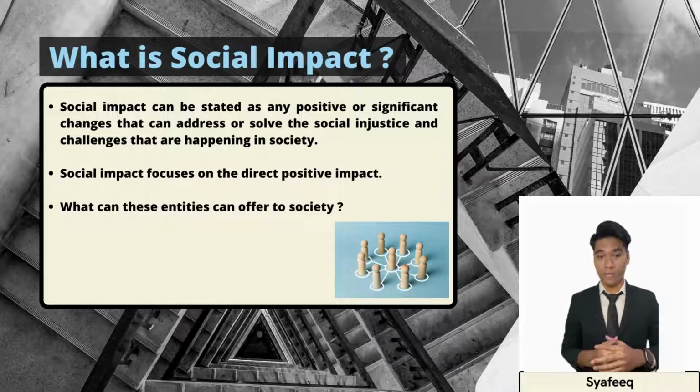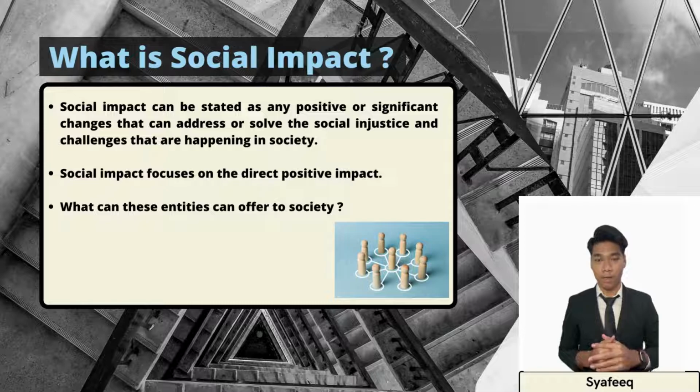Now, we move to this slide which tells about what social impact is. Social impact can be stated as any positive or significant changes that can address or solve the social injustice and challenges that are happening in society. Any organizations or businesses can help make these changes through deliberate and conscious activities or efforts in their administrations and operations, which can provide impacts to society, especially to their customers in different capacities. Now, I pass to Hazziq to explain more on social impact.